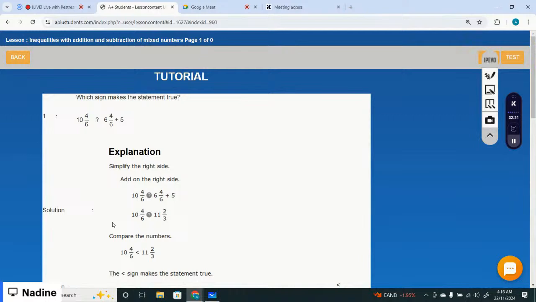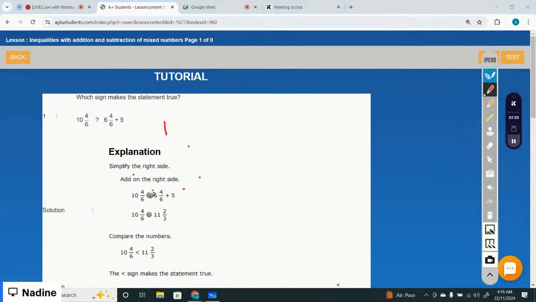So if you just look at their whole numbers, you have 10 here. That is 10 whole 4 by 6. Here the whole number is 6 and here 5. Just add the whole numbers: 6 and 5 makes 11. So 10 is less than 11. That means 10 whole 4 over 6 is less than 11. The correct option is less, right?